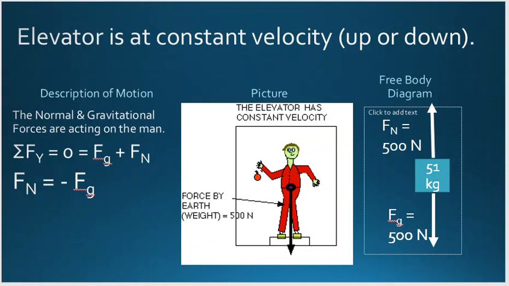So now my elevator is at constant velocity. Constant velocity, up or down, it doesn't matter, is not acceleration. So when I have the summation of my forces in the y direction equals ma, a is 0, so it's going to be vertical. My normal force is going to equal the negative of the gravity force. So the normal force is going to equal 500 newtons, and the gravity force is going to equal 500 newtons. The free body diagram was just like it was in the first slide.